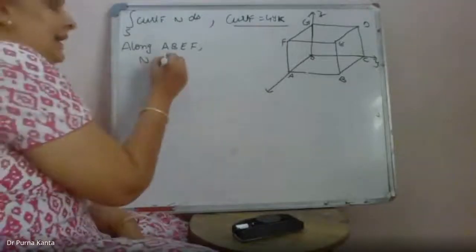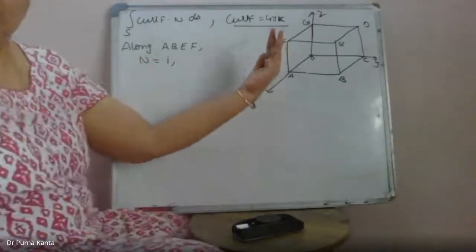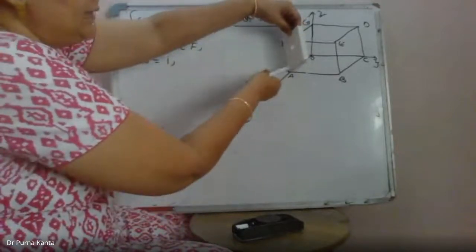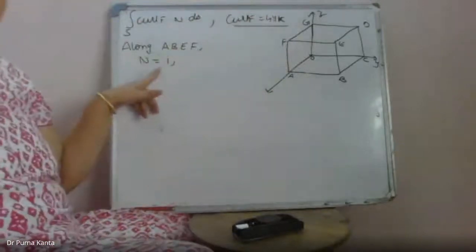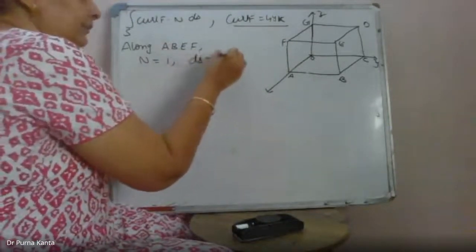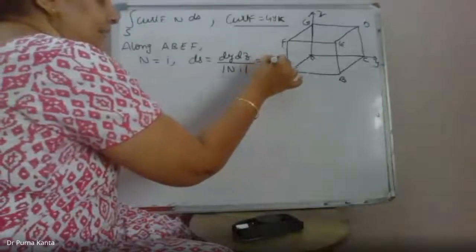I. Right, very good. n is equal to i because this is a face we have. Suppose this is a box, this is a face we have. Outward normal will be in the direction of the positive x-axis. So that is equal to i. So if n is equal to i, what will be the value of ds? dy dz by mod n dot i, which is equal to dy dz simply.